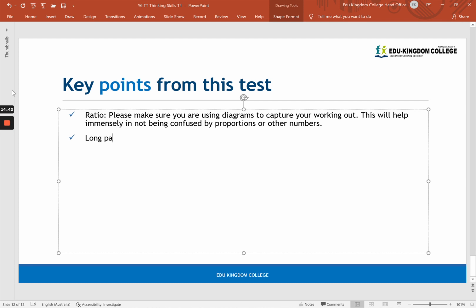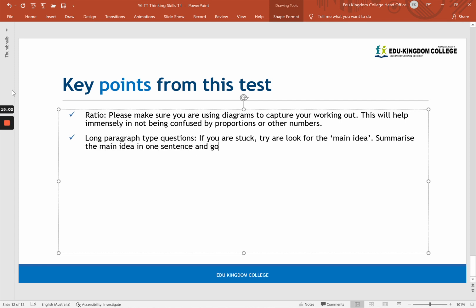For long paragraph type questions, if you are stuck, try and look for the main idea, okay? Summarize the main idea in one sentence and go off that to find your answer.